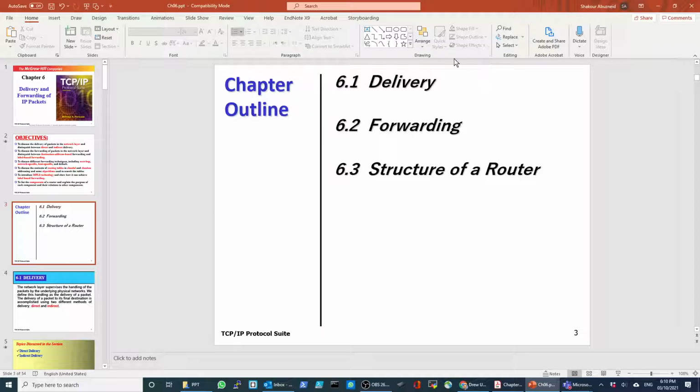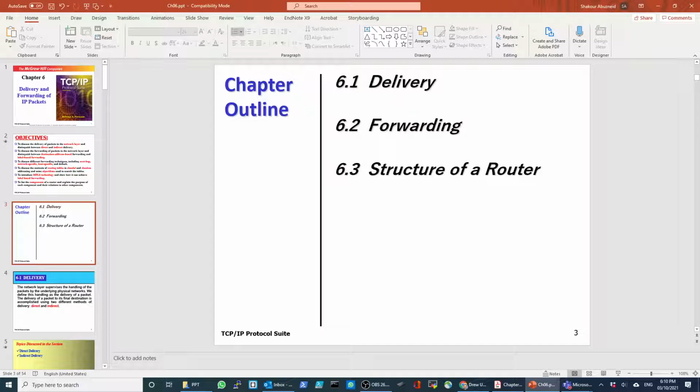So we'll talk about delivery. What are we delivering in here? Pizza? We're delivering packets, not pizza. Well, it would be nice if we could deliver pizza. But we are delivering packets.